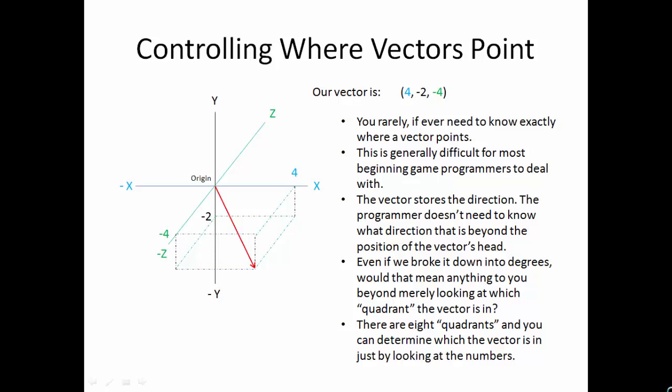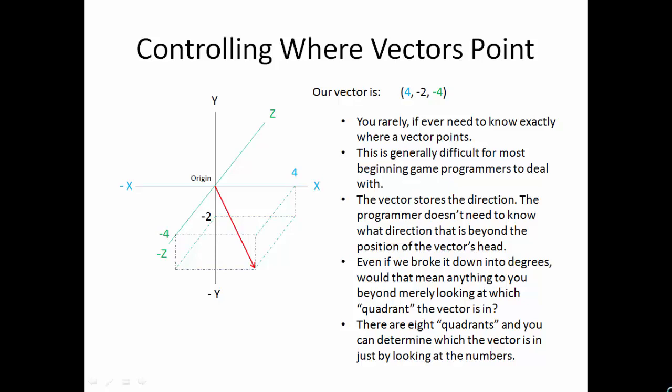We're still using the same vector for -2, -4. You rarely, if ever, need to know exactly where a vector points. This is generally difficult for most beginning game programmers to deal with. They want to micromanage everything, and they want to know exactly where that vector points, and it just doesn't matter as long as it points where it's supposed to point. And if you do the math right, it'll always point where it's supposed to point.